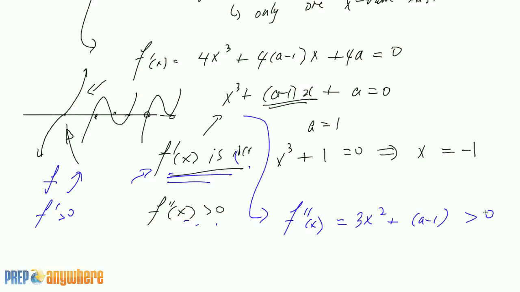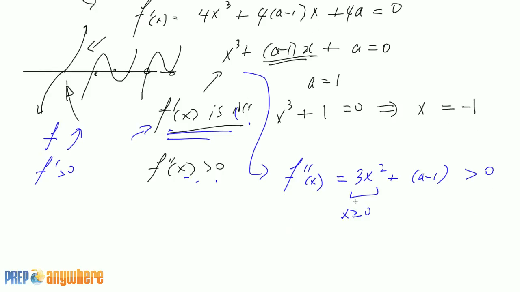Okay, I want that to be positive. x squared is always greater than or equal to 0. So how do I ensure this is always positive? If a minus 1 is greater than or equal to 0, that means a is greater than or equal to 1. This will only have one x-intercept because it's strictly increasing. It's always going up. It never turns like this, which would give you another x-intercept.